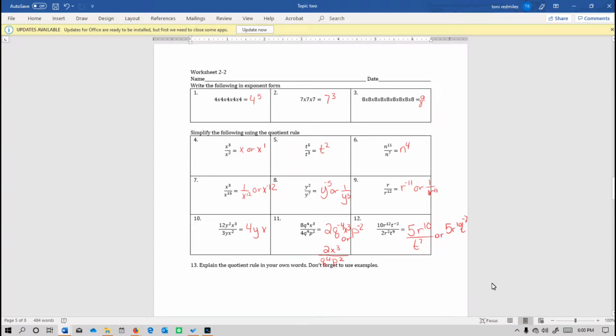Alright, this video is for discovering exponents, worksheet 2-2. In this video, we'll be just going over this rule, the quotient rule, and you'll see I give optional ways of writing it. That depends on whether or not we've gone over negative exponents yet. Either way, you're able to write it that way. Okay, for this first set of three, please pause it and grade yourself.